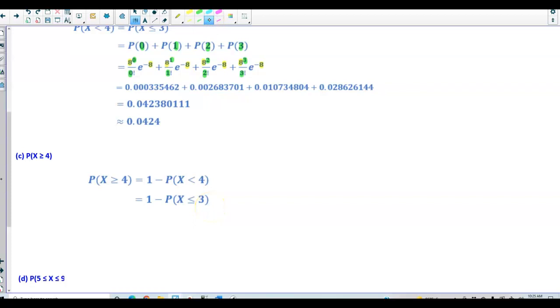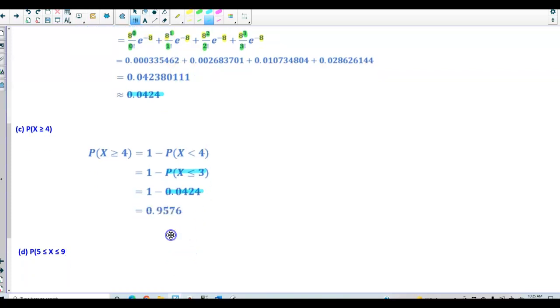So what did we get for that? Well, the probability that x is less than or equal to 3 was 0.0424. So we're going to take 1, and then we're going to subtract 0.0424, and therefore we're going to get the probability of 0.9576.